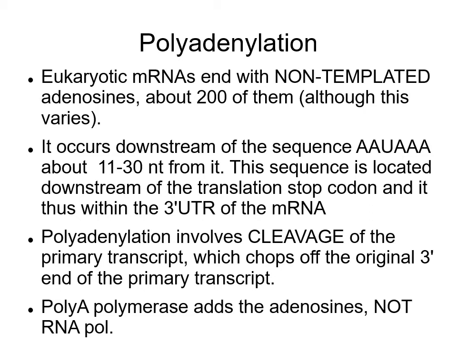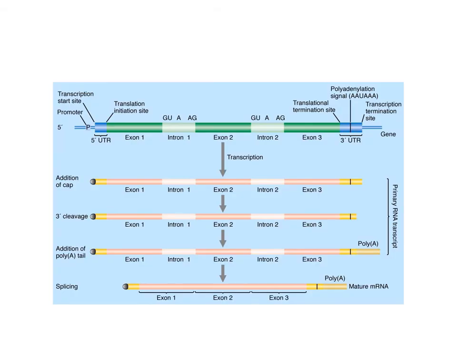Polyadenylation doesn't, as you might think, just add on to whatever 3' end the RNA has. It actually involves cutting or chopping of the pre-mRNA so that the 3' end falls off and gets degraded. And then once you have this cleavage step, poly-A polymerase, not regular RNA polymerase, adds the adenosines to that newly exposed 3' end. Right, so here's a picture. We're finally to that point. We've added our cap, we've had our 3' cleavage, and then we've added a poly-A tail. But we're not done yet because the introns still need to be removed.